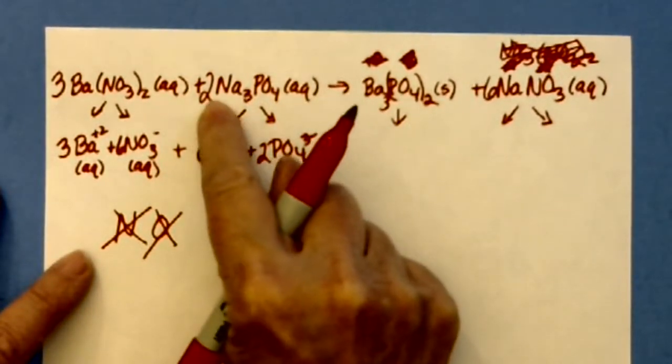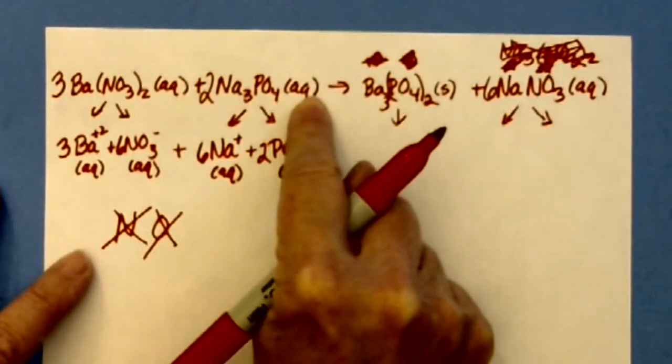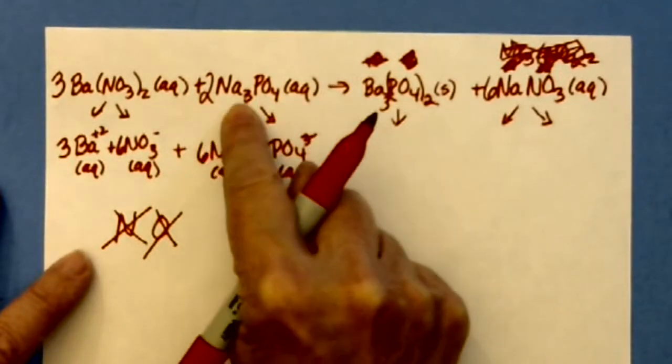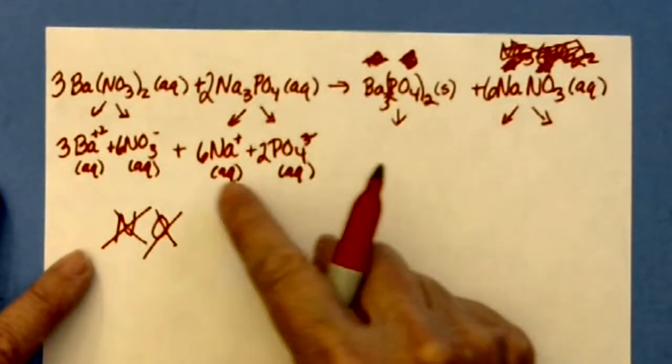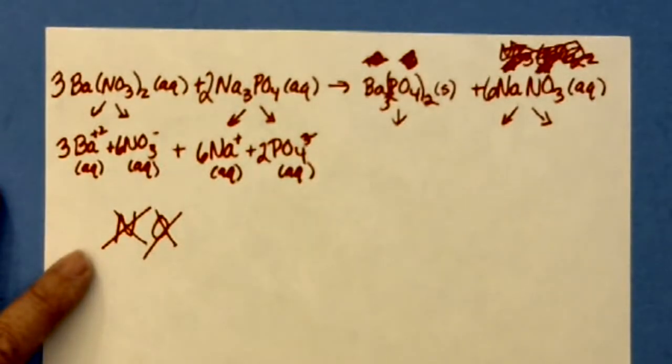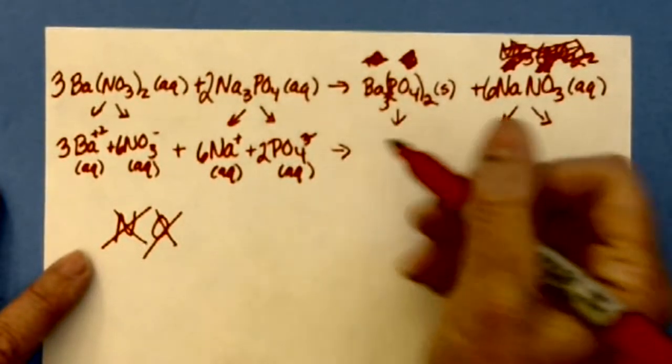Remember, this 2 in front goes with everything behind it, just like in a math problem. So this goes with the sodiums and with the phosphate. So I have 6 sodiums and 2 phosphates. Let's do the next one.